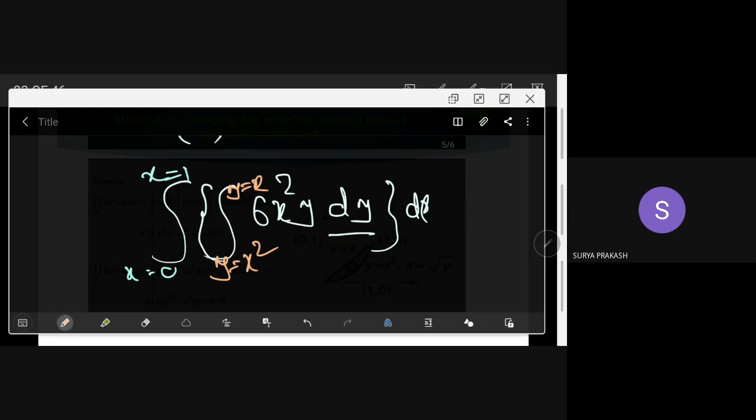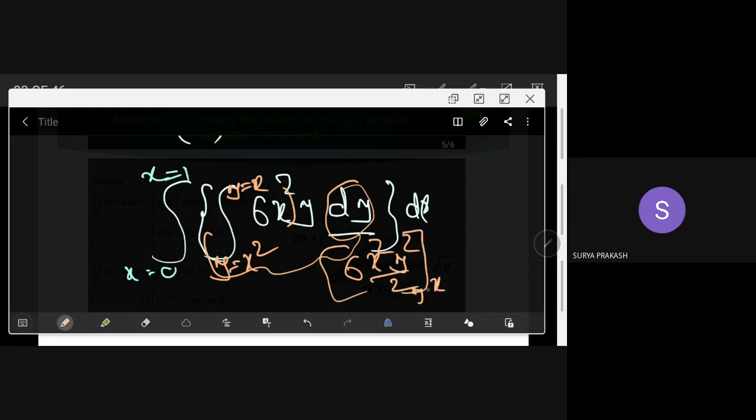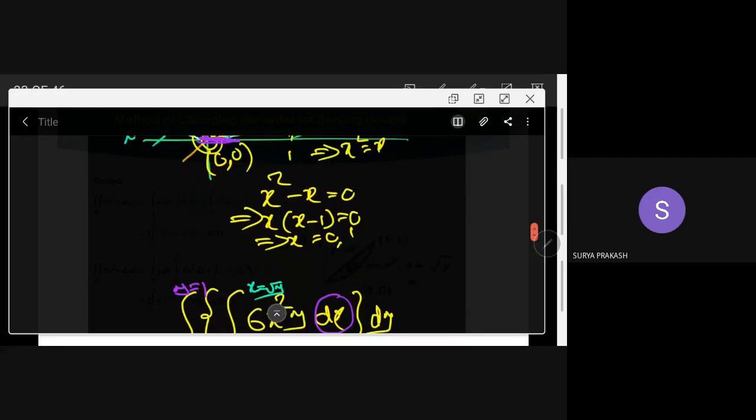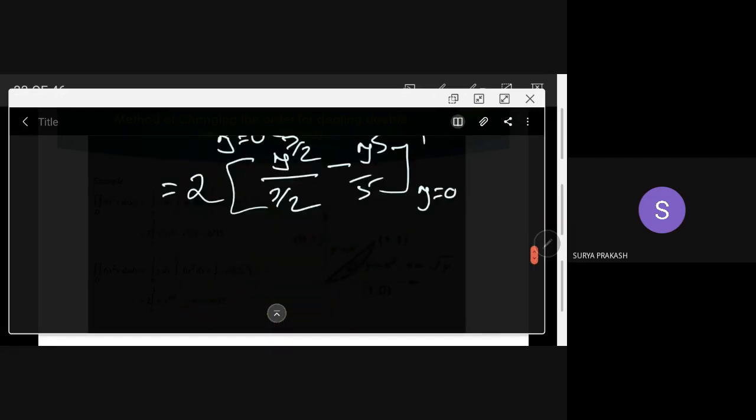Remember one thing: when you are doing with respect to y, keep x as constant. So the integral is 6x square into y square by 2, because we are doing with respect to y. Then substitute the limits: one is x square for y and another is y is equal to x. Then you get the answer in terms of x, and one more integration yields your value. If you do it both ways, both are the same. I'll show that again here.